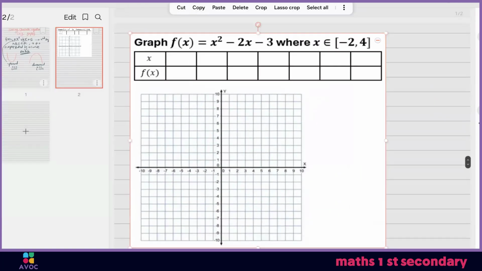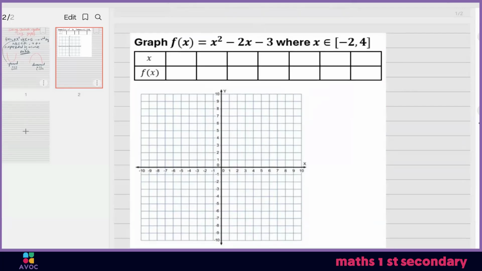Try to graph this function f of x equals x squared minus 2x minus 3, when x belongs to the closed interval from negative 2 to 4. So the values of x here are negative 2, negative 1, 0, 1, 2, 3, up to 4. Now we will substitute each x, once by negative 2, once by negative 1, 0, 1, 2, 3, and so on.